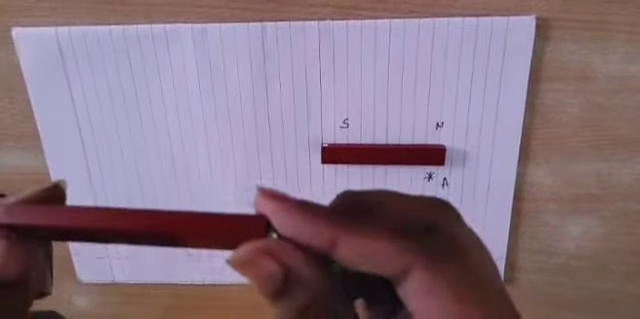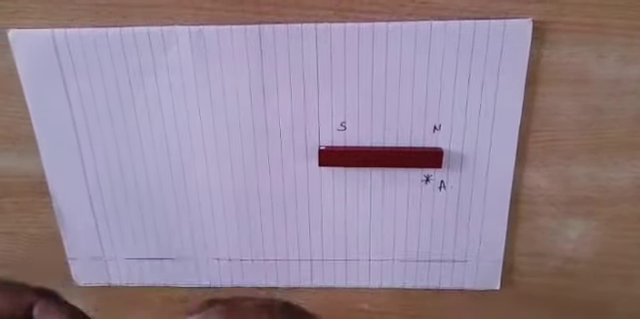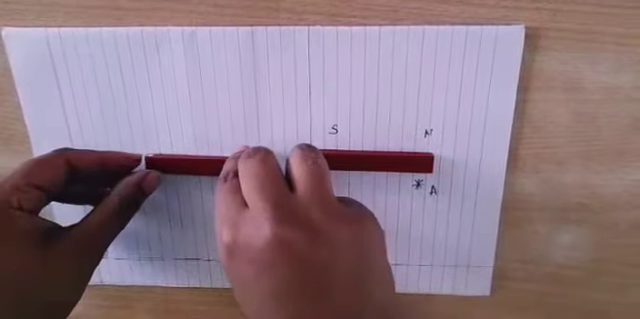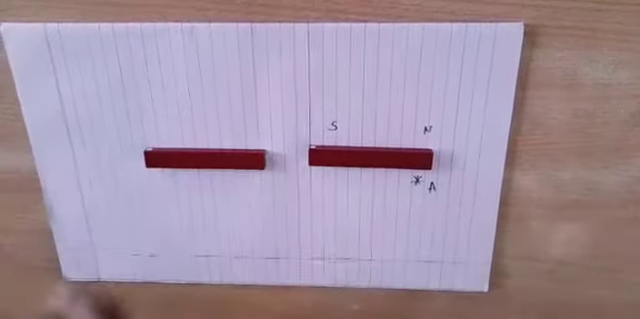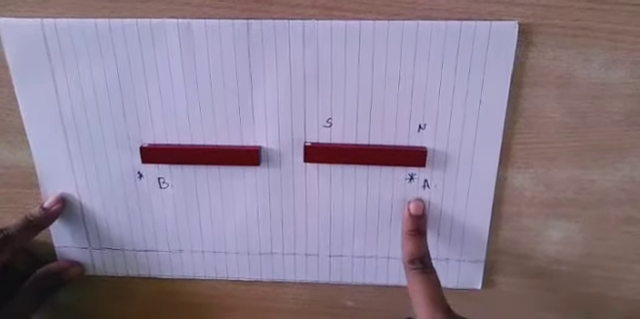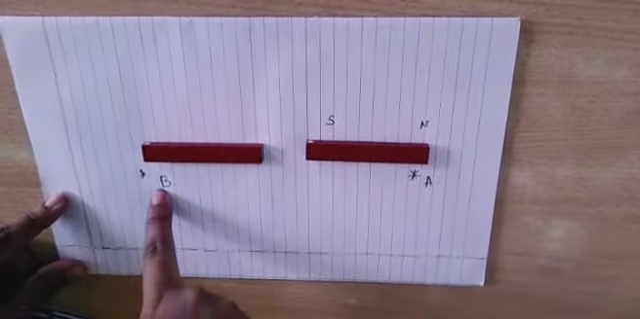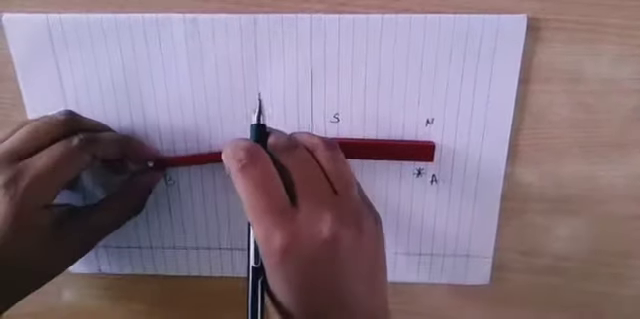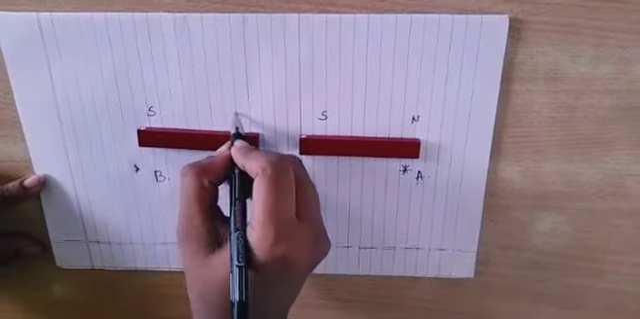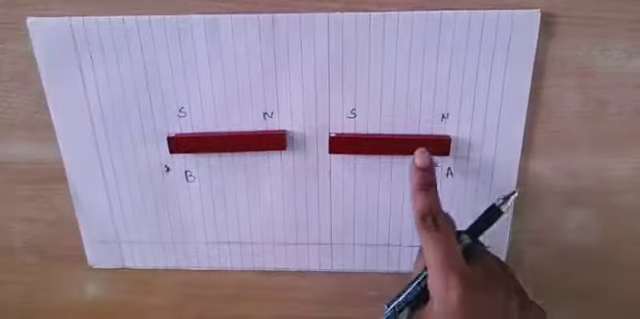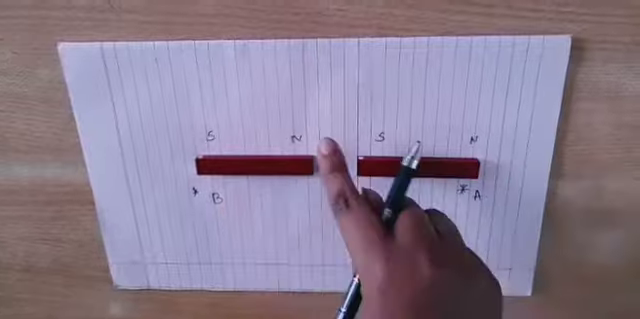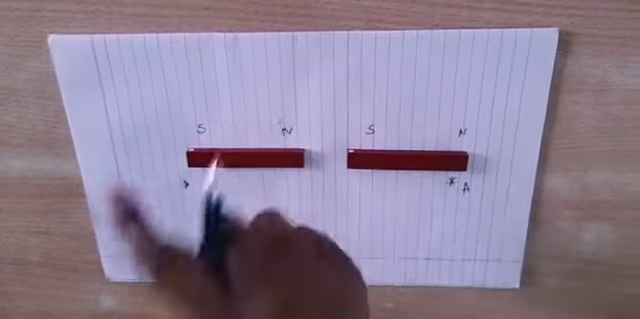Similarly, I am taking another bar magnet. Here I will place a north pole and I will place south pole here. I am placing it here and I will mark this point as point B. So let this bar magnet be at point A and this will be at point B. And we shall mark the poles. So I have kept two bar magnets. In bar magnet B, this pole is north pole and this pole is south pole.